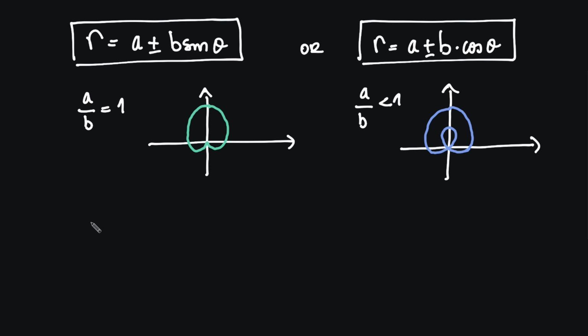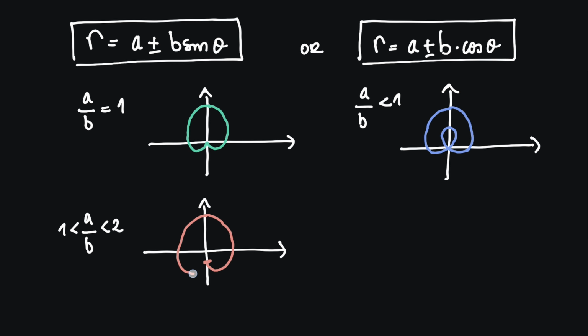If we do the same test and we get a number in between 1 and 2, then our graph is going to look pretty much like this. It's going to be called a dimple Limacon. It's a dimple because it's never going to touch the pole in the polar coordinate grid. It's going to touch 1. So our Limacon is going to be pretty much like this. That one's a little bit funky. That is our dimple Limacon.